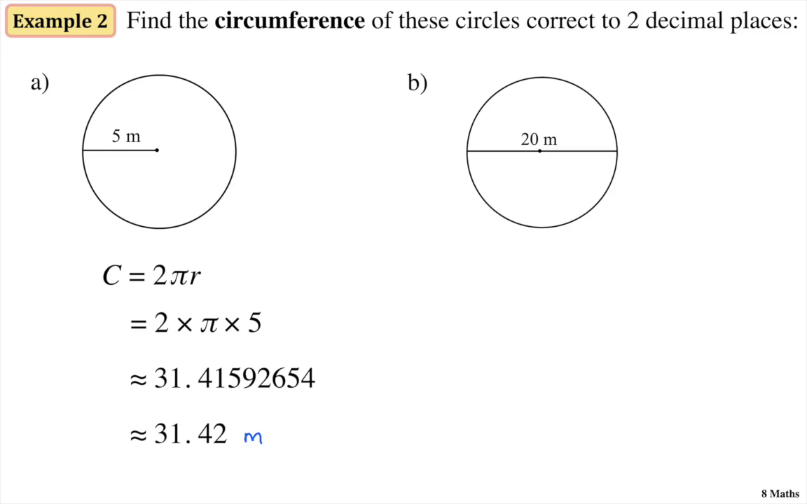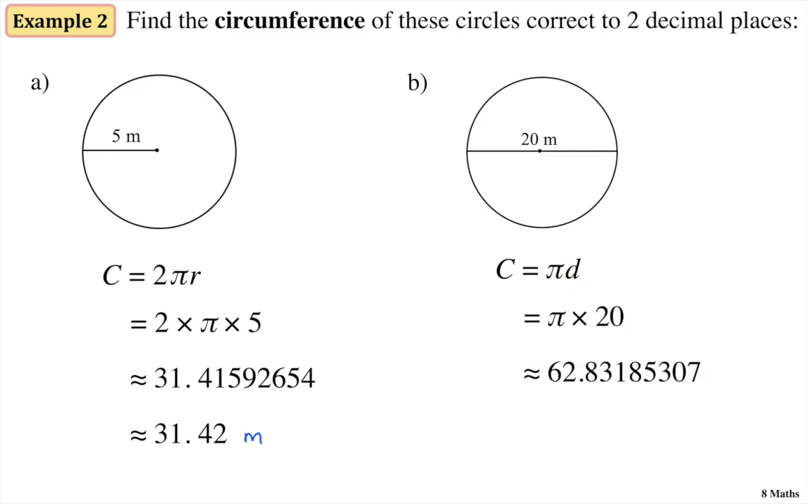Let's go to part B. Now for this question, I know the distance all of the way across the circle. All of the way across is called a diameter, so I'm going to use the formula C equals pi times diameter. Now we know how to access the pi button on the calculator. What is the diameter? Well, the diameter for this question is 20.